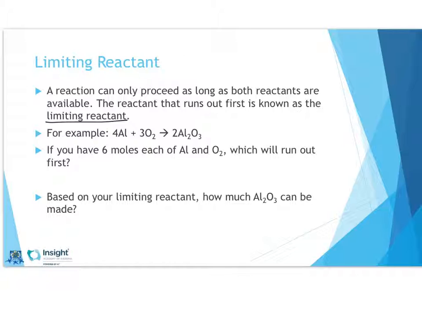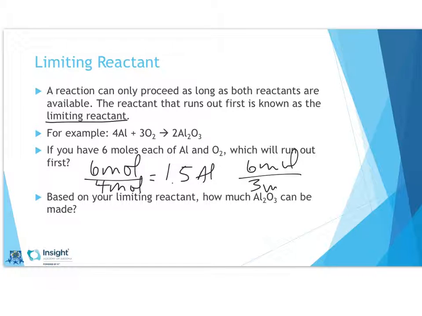So an example of this, taking that aluminum oxide equation. If I have 6 moles each of aluminum and oxygen, which one's going to run out first? Okay, so to do that, what I do is I just take that 6 moles and then divide it by the coefficient in the equation. So I get 1.5 from aluminum, and then 6 moles divided by 3 moles gives me 2 moles of O2.